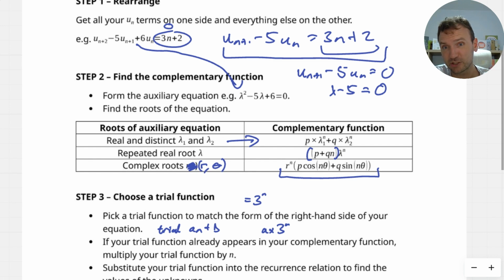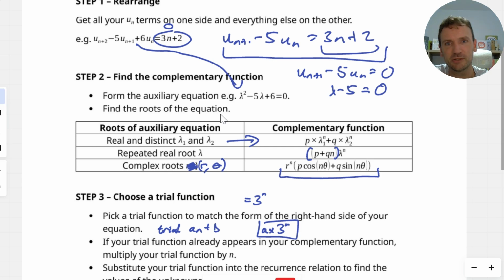But if you remember, there's some cases where it gets complicated. If the particular function that we'd guess already appears in our complementary function, so it's possible that we want to go for a times 3 to the n as our particular function, but it's already in our complementary function, all you want to do is take what you would have used as your particular function and multiply it by n, and that should give you a function that will work. The same thing can happen if you want a constant to appear in your particular function and the constant appeared in your complementary function. Again, multiply your particular function by n, and you should be fine there.